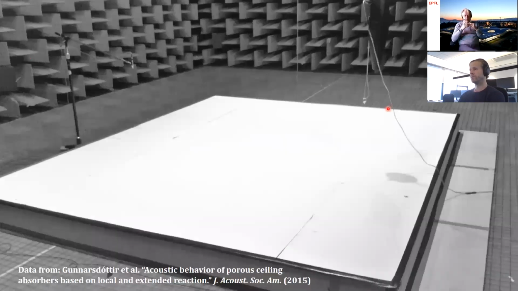We also did some experimental validation where we compare against experimental data, which was collected during a previous study in the DTU Acoustics lab by Gunnarsdottir and co-authors. This is a photograph of their setup where they have a sound source and a receiver and the wave coming in at different incidence angles. So similar to what we had before.